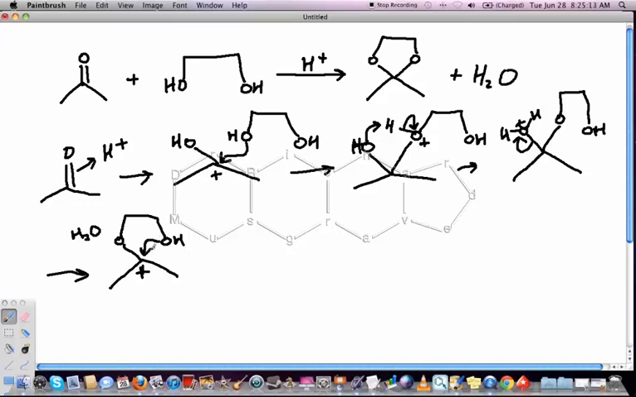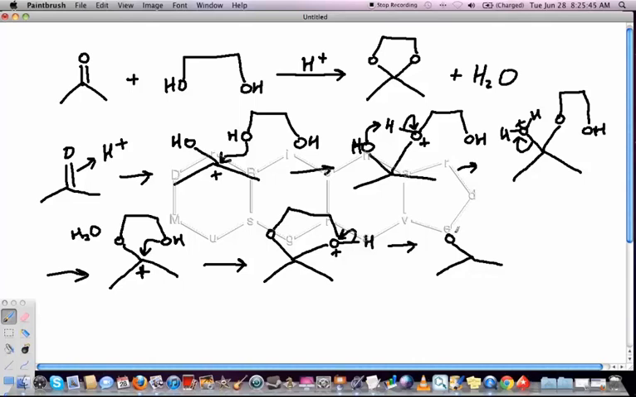Now, as I said earlier, this oxygen here is going to be very close to this reaction point, so this is going to be a very favorable process. The O is going to be attracted to that positive charge. And then the O can lose an H plus like that, and that's how we get our product.